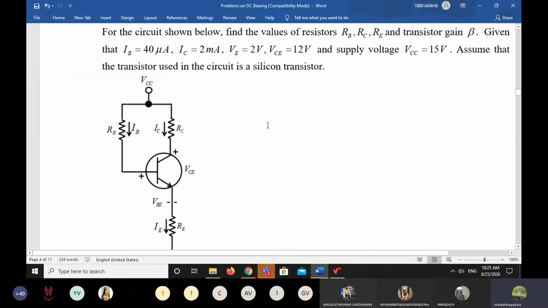Next, RB and RC. Apply KVL to the base circuit and the output circuit to calculate them. If you apply KVL to the input circuit, only RB will be the variable and all the remaining values are available, so you can calculate it. Now if you apply KVL to the output loop, everything is available and only RC is the variable that you can calculate. So this is the solution. You try on your own. If you have any queries, please note them down and we'll discuss in the next class.